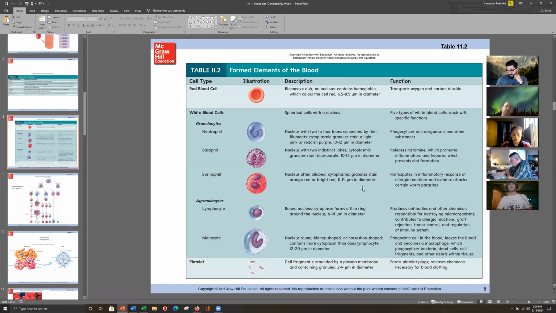So eosinophils tend to be a little bit larger than our neutrophils and basophils here. These guys are around 11 to 14 microns in diameter, and their granules stain a bright orangish red color, which is kind of cool. These guys also participate in inflammatory responses of allergic reactions and things like asthma, and can attack certain worm parasites that may enter our body as well, usually in our intestines.